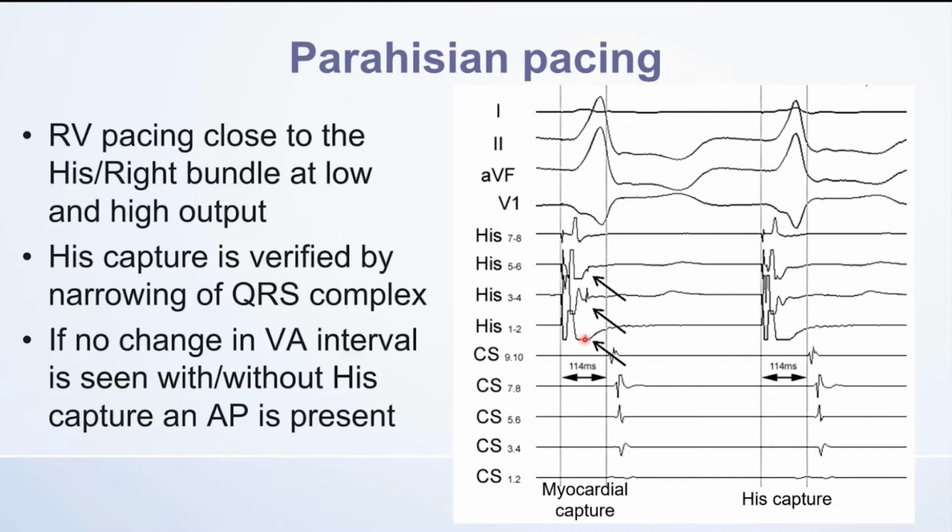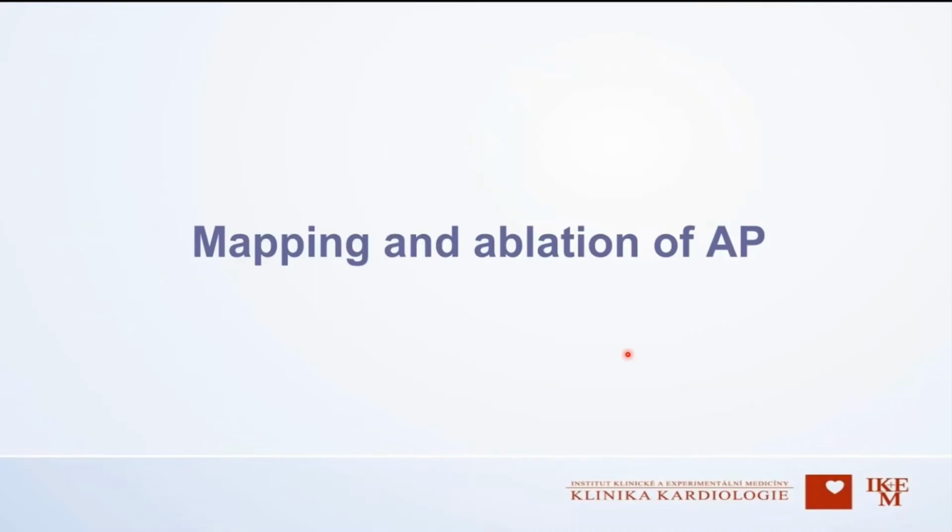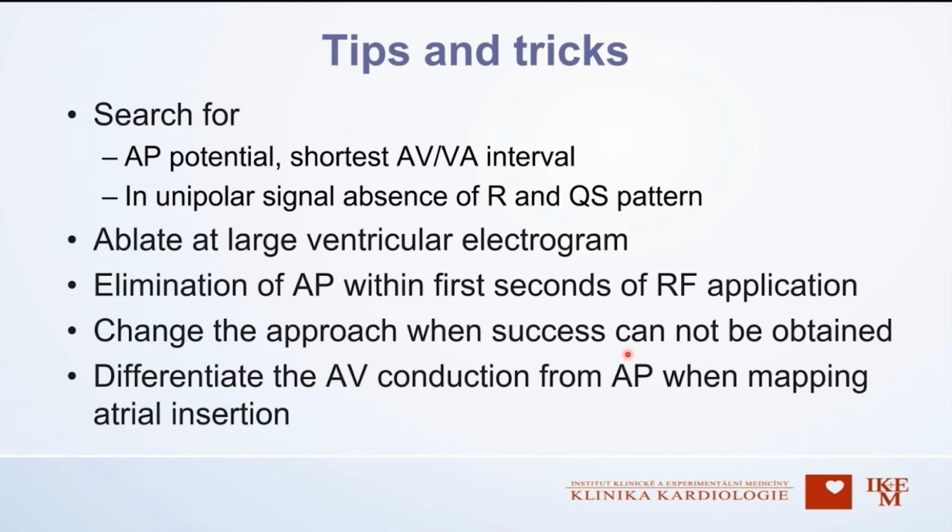If you had no pathway, this myocardial capture would result in a longer VA interval, which is not the case here. So now I will move on to the mapping and ablation of the accessory pathway. What are the strategies we currently use? Here are some tricks and tips on how to select the correct position.